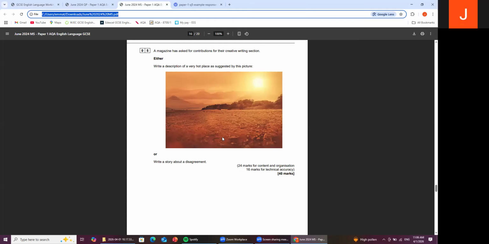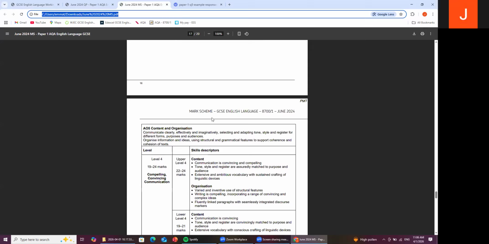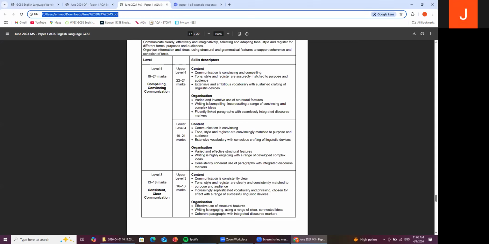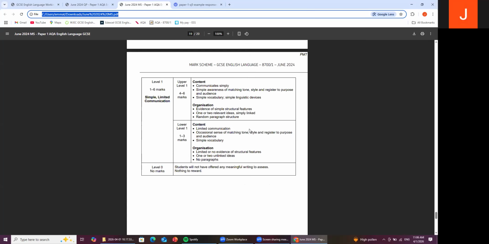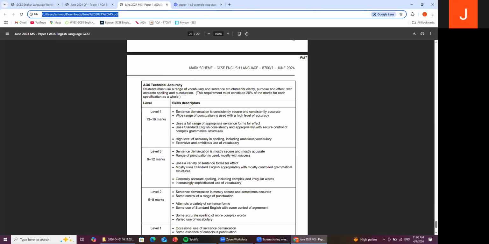What I would say is, as a final note, I'll talk through these and then I'll give you my final note. So again, for level 4, you're looking at communication that is convincing and compelling, and I think I've shown you an example there. These are the content descriptors we are looking for in AO5. And just very quickly, AO6 is technical accuracy. So again, I said it's our spelling, punctuation, and grammar.